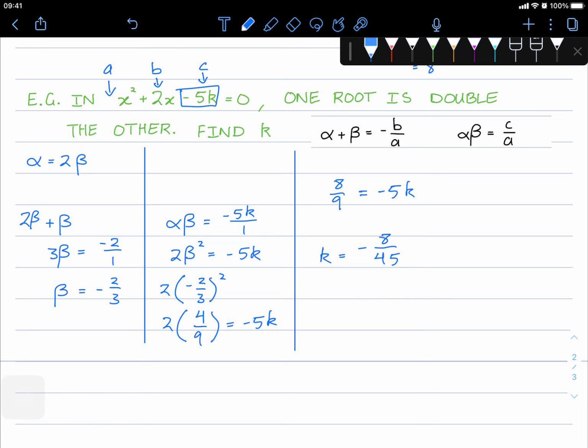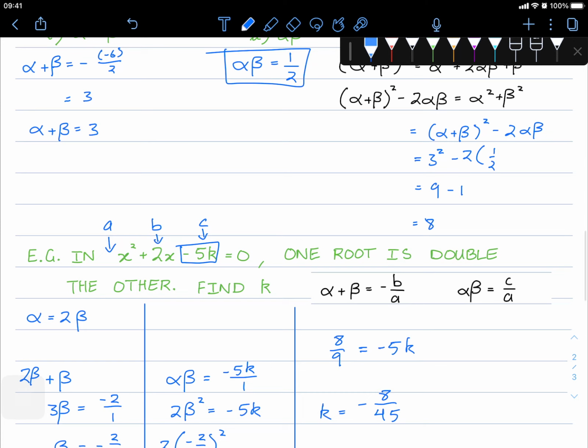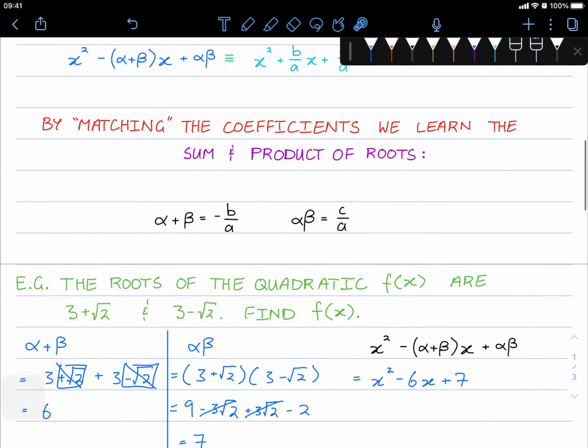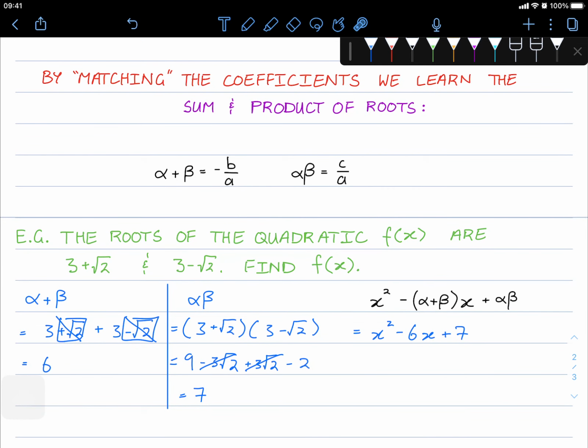So I hope that gave you an insight into how we might use the sum and product of roots, as well as the relationship that roots have with the general expression of polynomials.